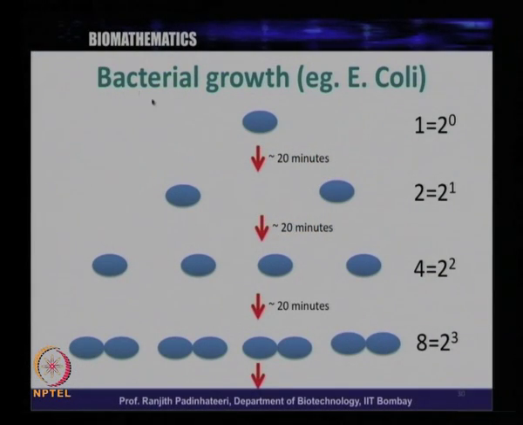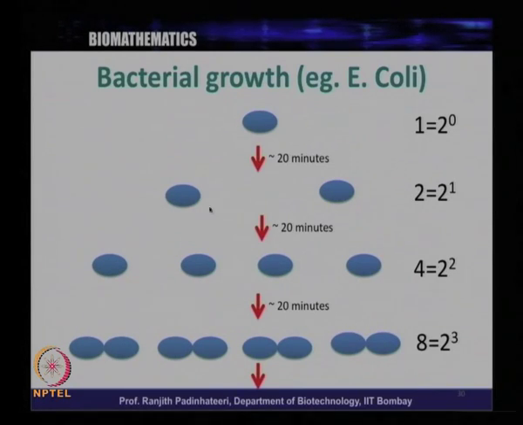So, what happens in bacterial growth? For example, let us discuss the example of E. coli here. Let us say you start with one cell of bacteria. So, you have number of bacteria 1 here. In about 20 minutes, they divide into 2 cells. So, this is the first generation, this is 2 power 1. So, you have 2 cells.